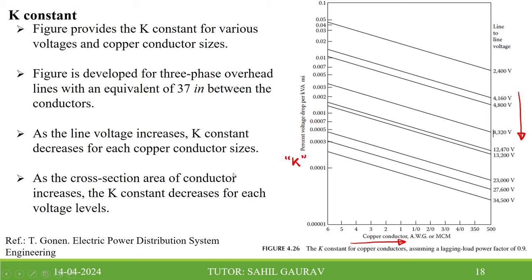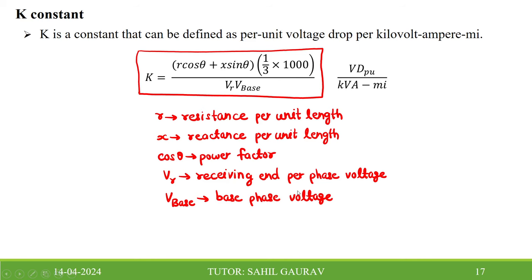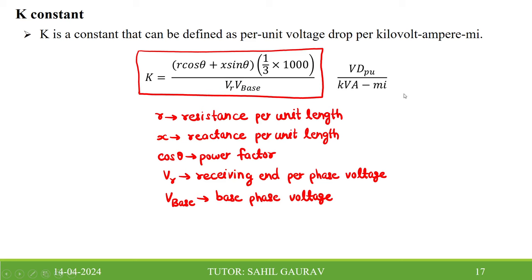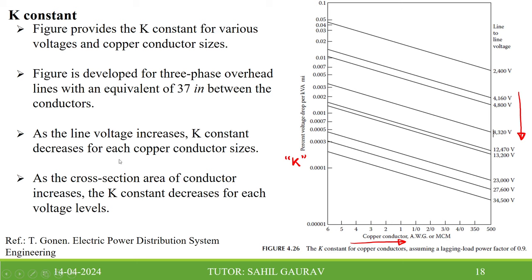Since the K constant represents the per unit voltage drop per kilovolt ampere mile, upon increasing the line voltage, the K constant should decrease for different copper conductor sizes. And if you see here, upon increasing the cross sectional area of the conductor, the K constant decreases for each voltage level, because as the cross sectional area of the conductor increases, the voltage drop decreases.